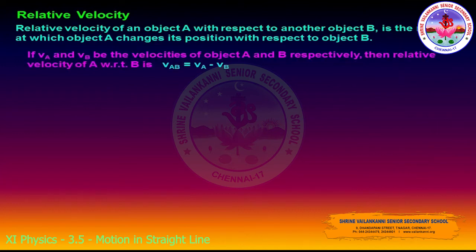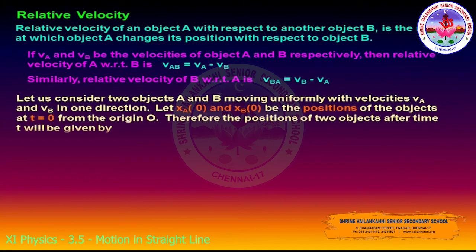Suppose VA and VB are the velocities of objects A and B. Then the relative velocity of A with respect to B is VAB, which is equal to VA minus VB. Similarly, the velocity of B with respect to A is VBA, which is equal to VB minus VA. Understand what relative velocity is with an example.